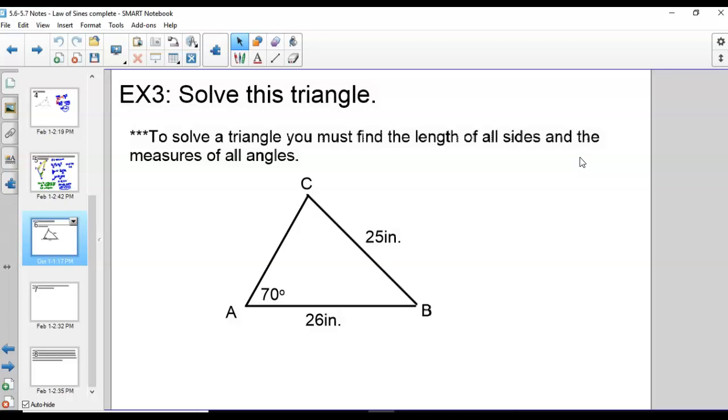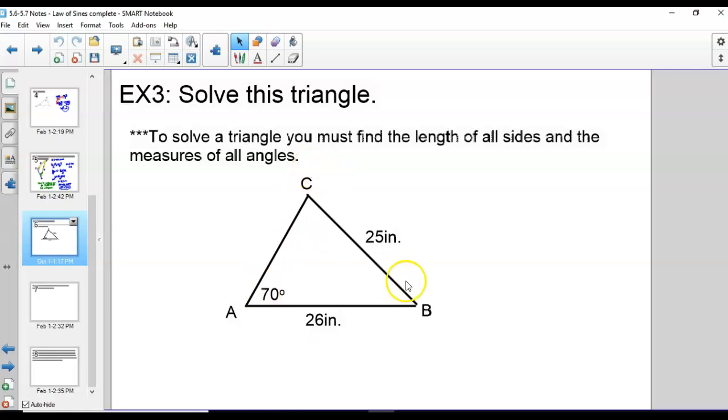So last night I told you guys you didn't really actually have to solve the whole triangle. You could just find one of the missing sides or angles there. So this time I want us to solve the triangle, meaning we have to find the measure of all the angles and all of the sides.